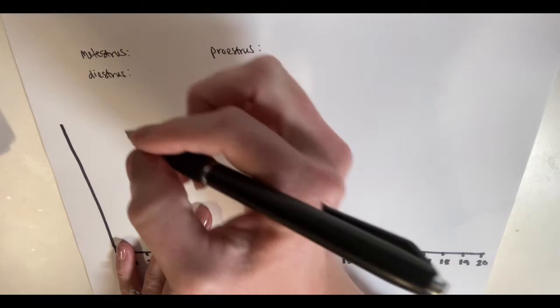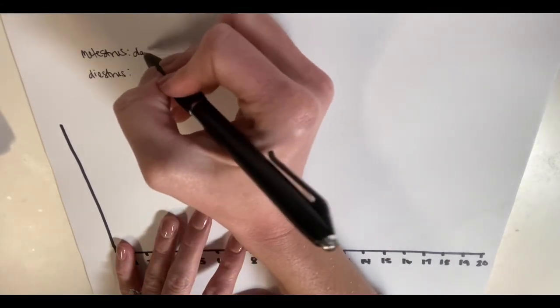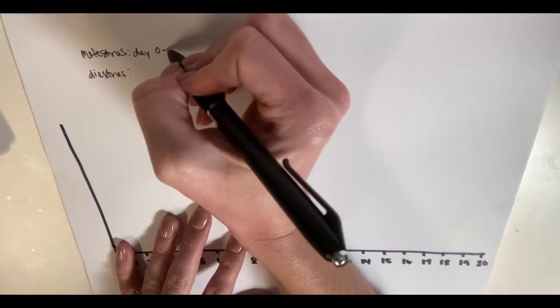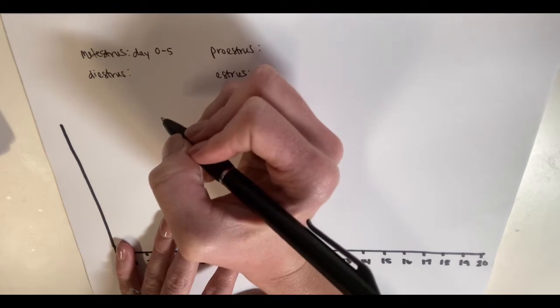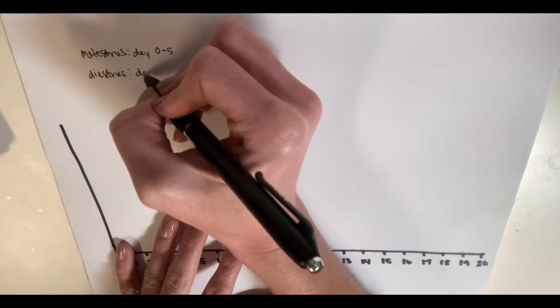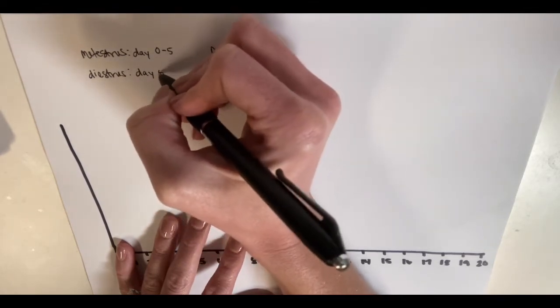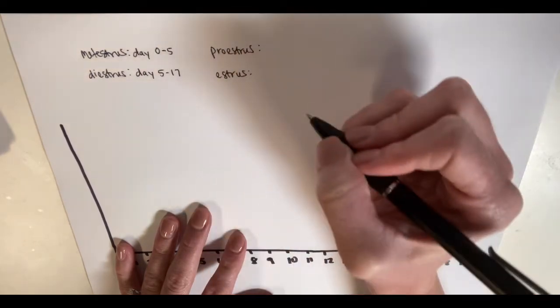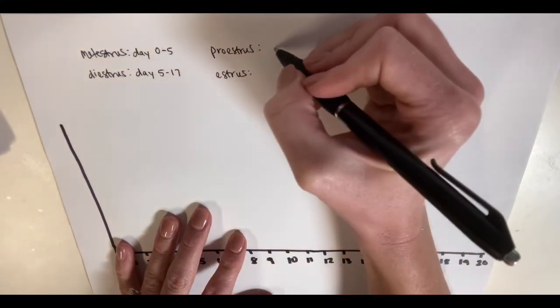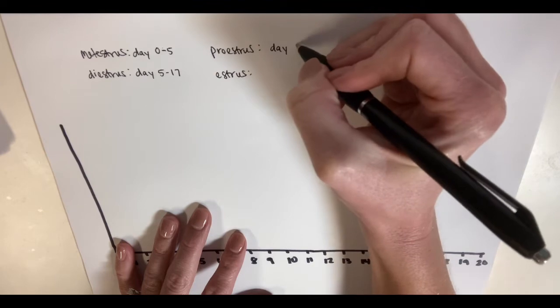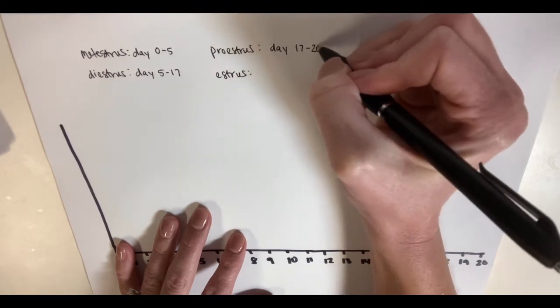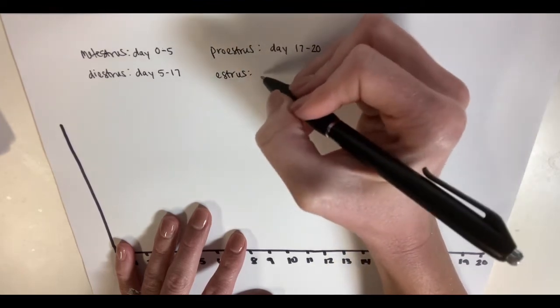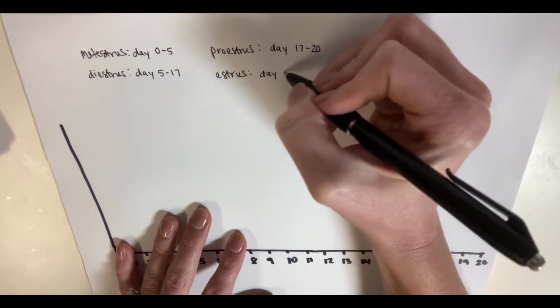So met-estrous occurs from day 0 to 5. Di-estrous occurs from day 5 to 17. Pro-estrous occurs from day 17 to 20. And then finally, estrous occurs from day 20 to 0.